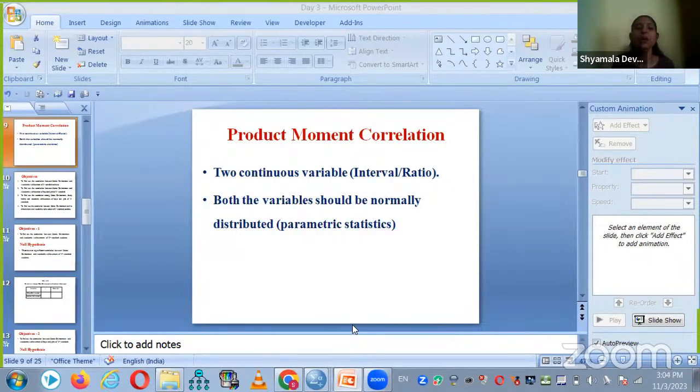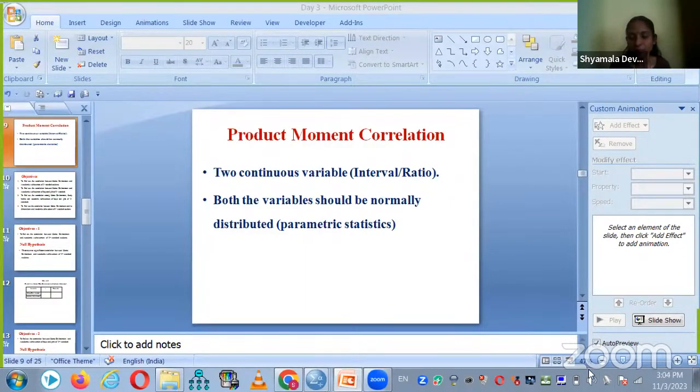Thank you, Sharika. See, this product moment correlation is also known as Karl Pearson correlation. So Karl Pearson correlation or product moment correlation, both are same. Similarly, rank correlation or Spearman rank correlation, both are same. So both the variables should be normally distributed. For example, I'm taking two variables, means both the variables should be normally distributed.